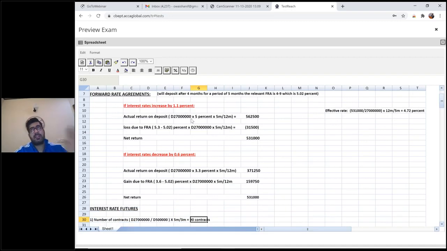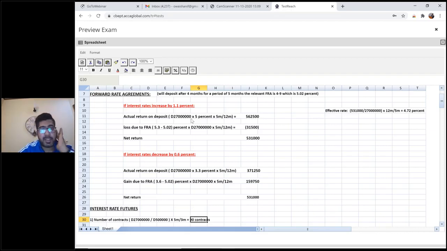As far as FRA is concerned, the company's today's date is 1st October, plans to deposit on 31st Jan, 4 months, for 5 months, the relevant FRA is 4-9 5.02. Now you need to solve workings for FRA in both cases, increase, decrease. So increase by 1.1, the format is actual return on deposit: amount into rate of interest becomes 5.3 less 30 basis points 5, into time period 5 over 12, 560 to 500. Loss due to or gain due to FRA is the difference between the market rate 5.3 and the locked rate into contract amount into time period over 12, 31 500. Since the rates increased by 1.1 became 5.3, but you locked at 5.02, it is a loss due to FRA. Loss decreases return, deducted 531.